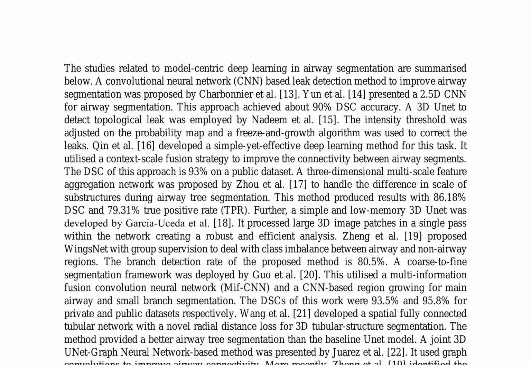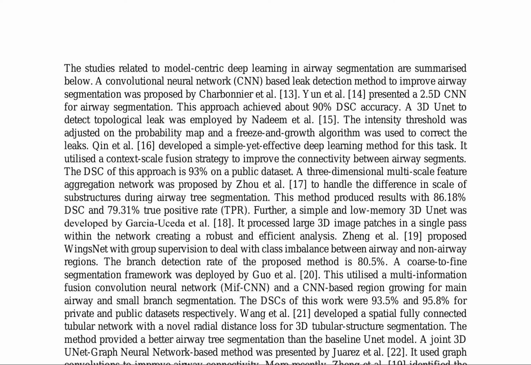Other approaches include the use of group supervision to address class imbalance, as proposed by Cheung et al., and the development of novel loss functions, such as Wang et al.'s radial distance loss for 3D tubular structure segmentation. Juarez et al. presented a joint 3D U-Net graph neural network-based method that utilizes graph convolutions to improve airway connectivity.